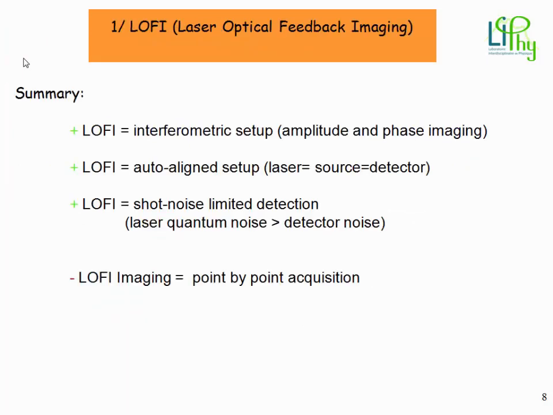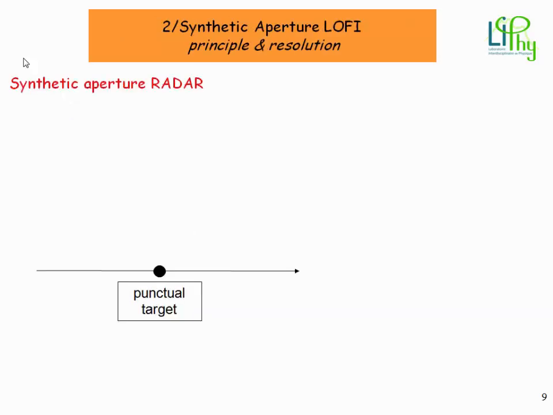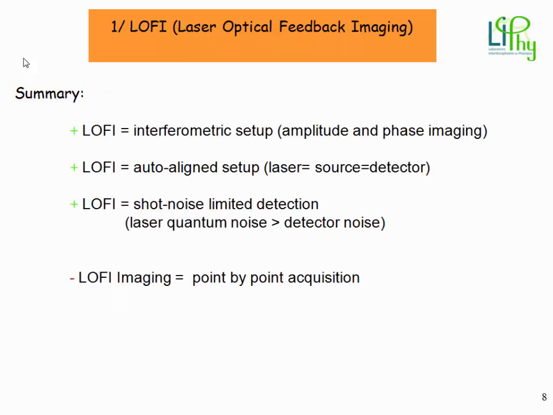So to summarize what is LOFI, so firstly, LOFI is an interferometric setup which allows to register the amplitude and the phase of the feedback electric field. And one of the main advantages of the LOFI method is that the setup is auto-aligned due to the fact that the laser is the source and also the detector. So no complex alignment are required. Thirdly, the LOFI signal is shot noise limited. This is due to the resonant amplification of the laser quantum noise. And due to this resonant amplification, the quantum noise is above the shot noise limit.